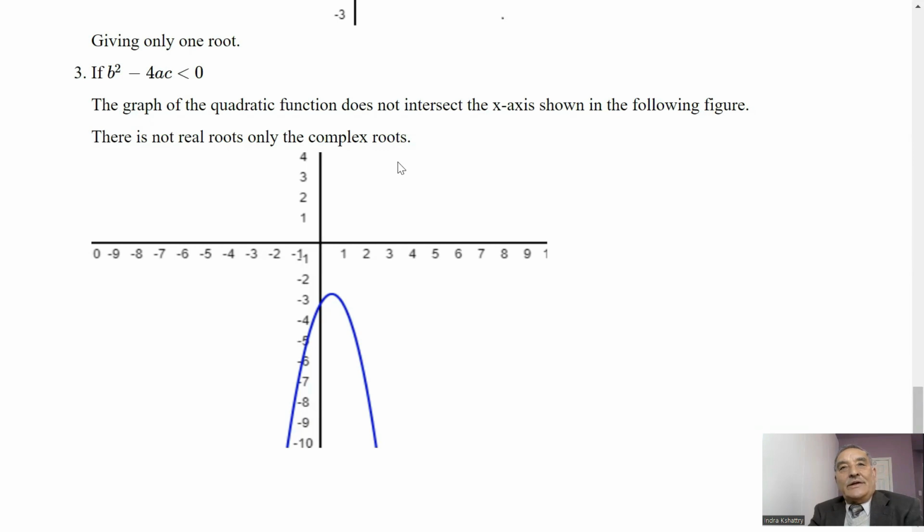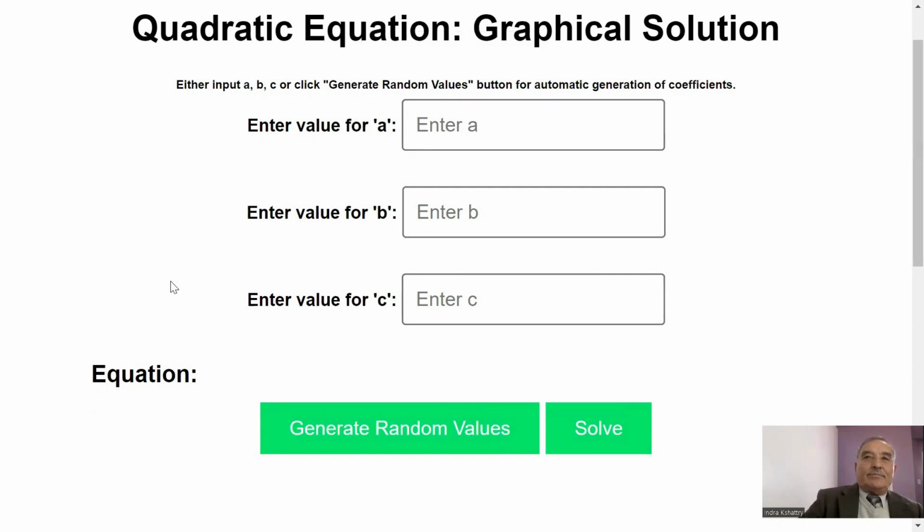Now we know the theory behind the solution. Let's see how it looks in the visual display. Without much delay, let's browse the page. This is the page ready here to work. You can see here the input boxes for the coefficients. As before, we can fill these boxes two ways, either manually or by pressing this generate random values button.